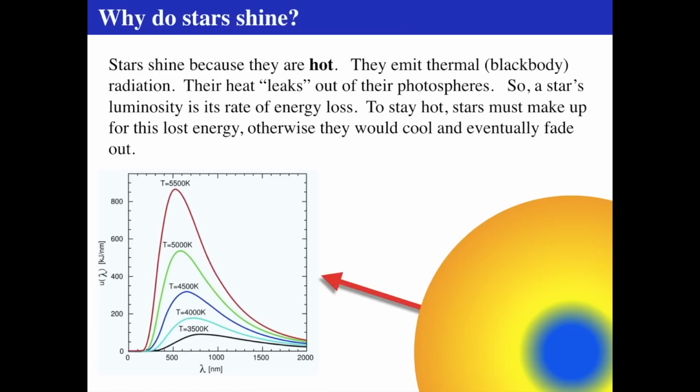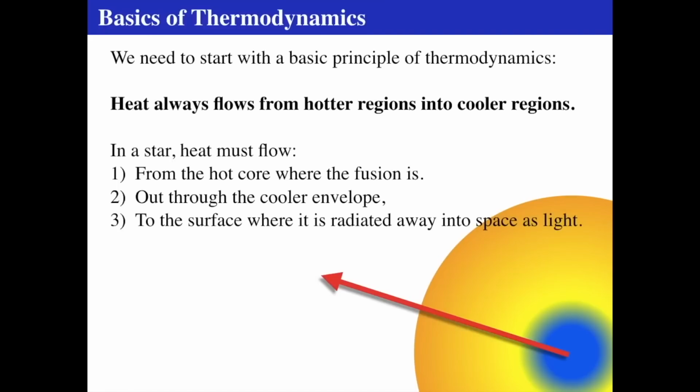Now, it could be that gravity's providing that temperature, but then things would change because it's emitting light. But for now, let's just say, what's the current state of affairs? And so the basics of thermodynamics, and thermodynamics is a series of laws and rules, but the most important one is that heat always flows from hotter regions to cooler regions.